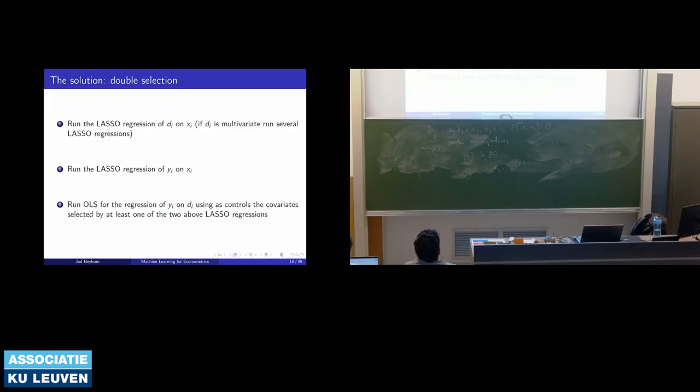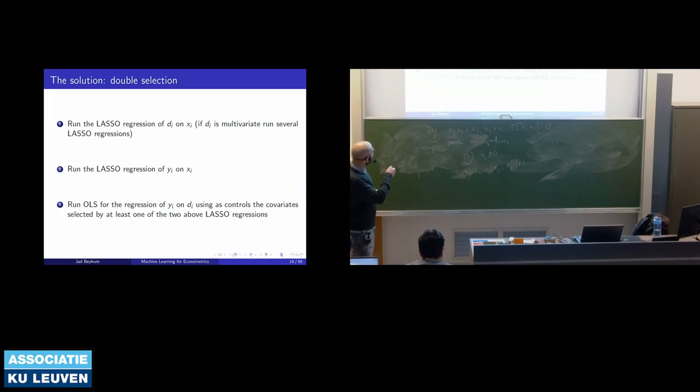So what double selection is doing is the following. First, I'm going to run the lasso regression of di on xi. And this lasso regression will give me a set of variables that have a non-zero coefficient that I can select. So this lasso regression is going to select variables which are very correlated with di. So it's going to select variables that satisfy the second condition. Then I'm going to run another lasso regression of yi on xi. When I run this lasso regression of yi on xi, I'm selecting the variables that have an effect on yi. So I'm selecting the variables that satisfy the first condition.